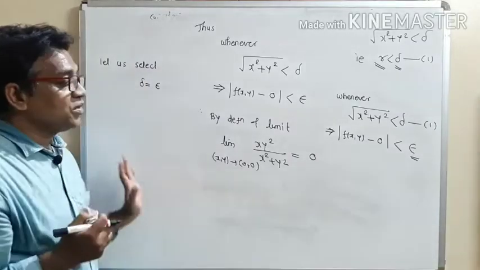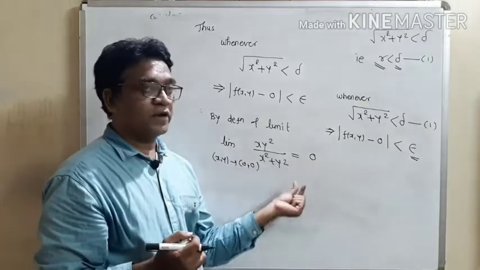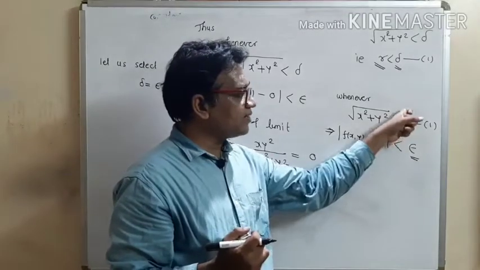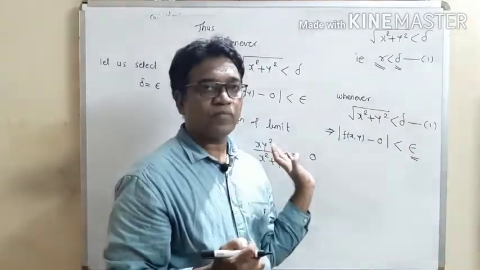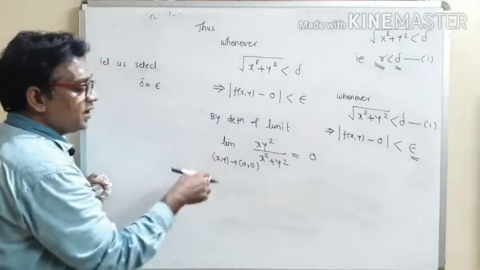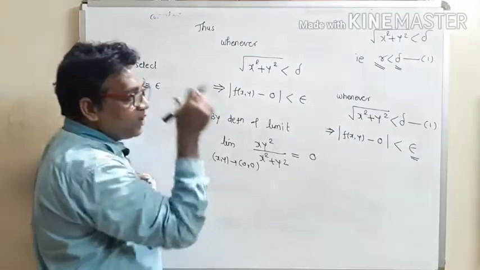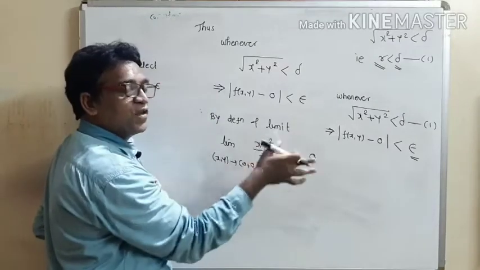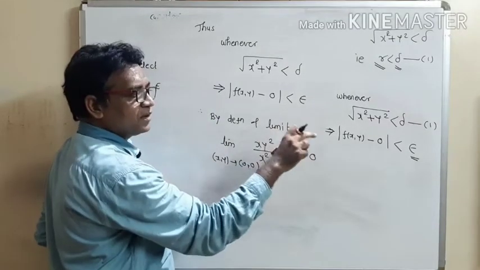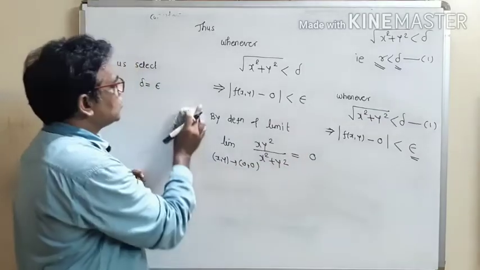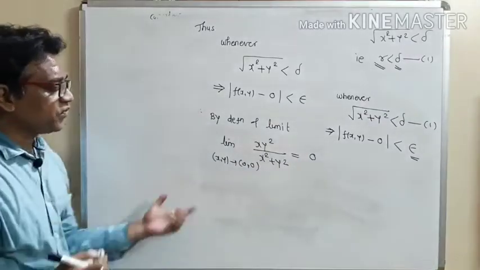So see how to show the unique limit, or how to show the 0 limit. For a unique limit, we always require this epsilon delta method. For a unique limit, we cannot use the path. For a unique limit, we use the epsilon delta method. By this method, we can show the unique limit, and it is given by the value 0. So we have shown that the limit of this function equals 0.